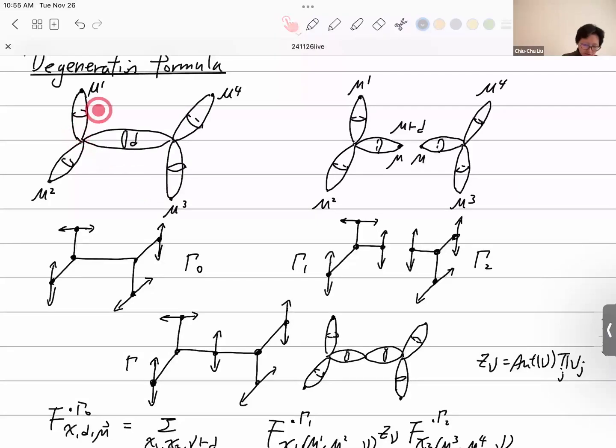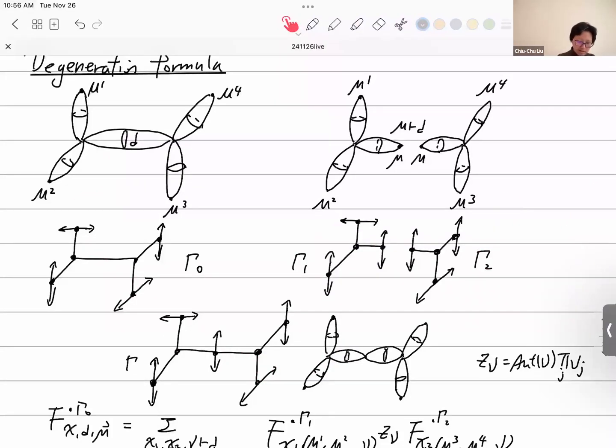If we have some relative stable maps to this target, and when we degenerate, then it splits into two stable maps into this target, corresponding to gamma 1 and gamma 2. But then the ramification of the two sides must be equal. Conversely, if we have a pair of relative stable maps such that the ramification in the middle is equal, we can glue it and smooth it.